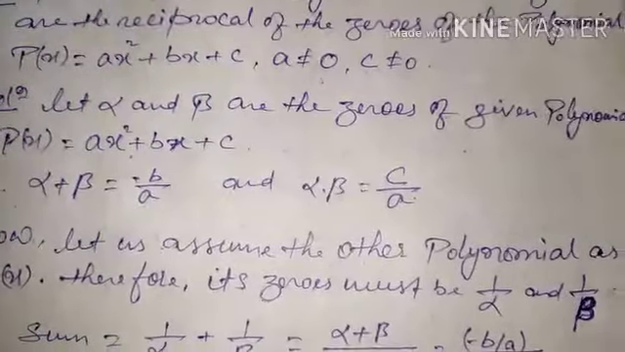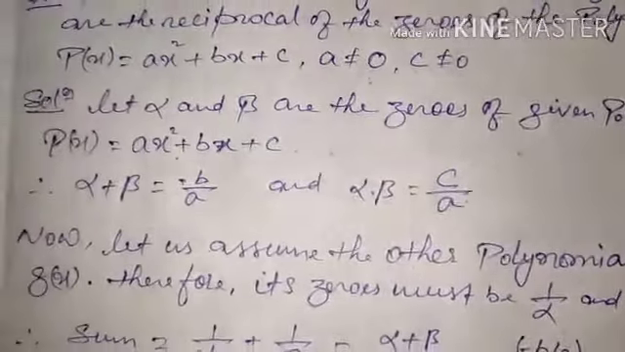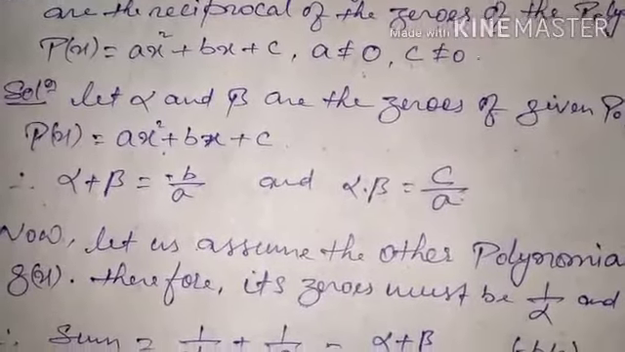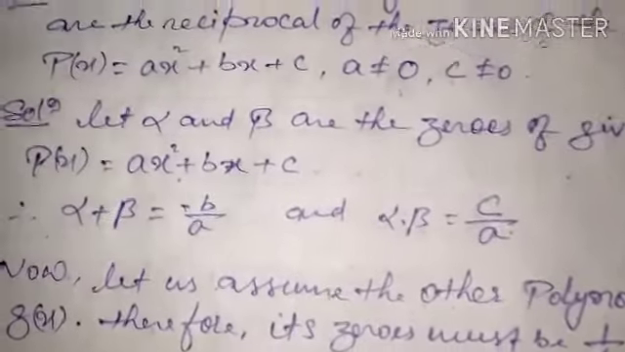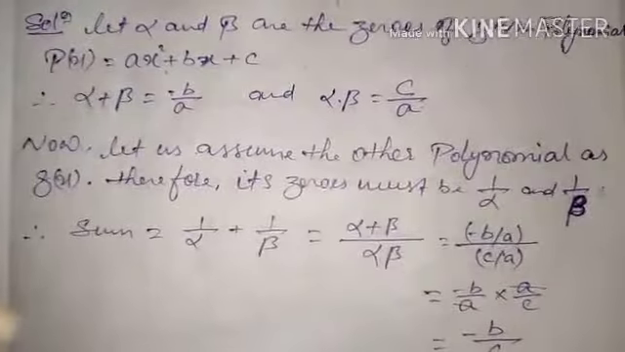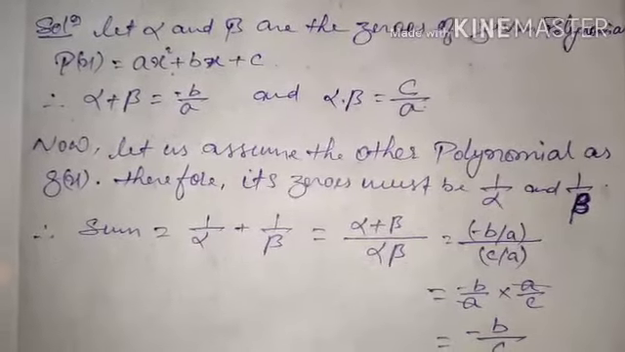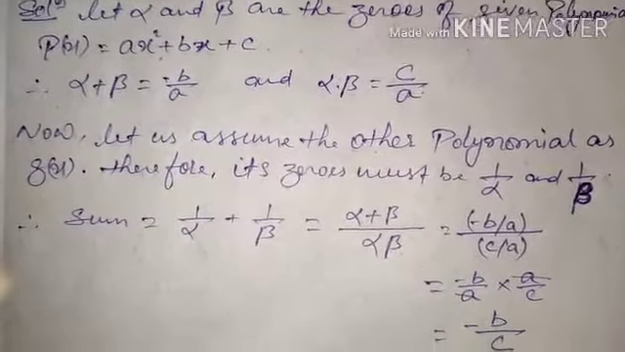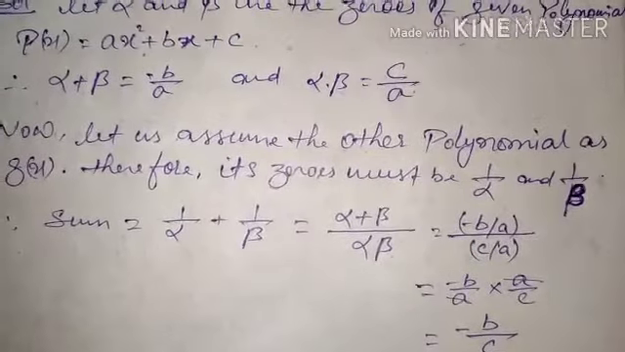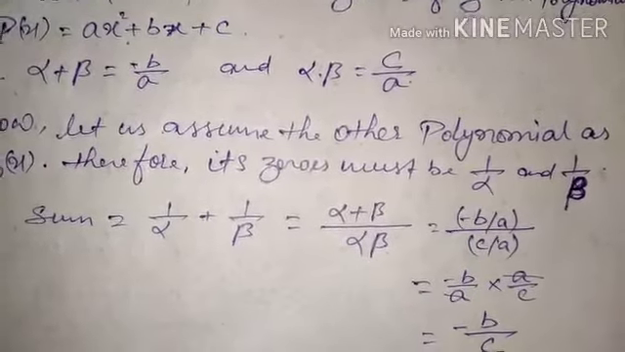So let alpha and beta be the zeros of the given polynomial p(x) = ax² + bx + c. Now it is already in the form of a, b and c, so there's no need to write the values of the coefficients separately. That's why I'm directly writing alpha + beta = -b/a and alpha × beta = c/a. Now let us assume the other polynomial as g(x). Therefore its zeros must be 1/alpha and 1/beta.